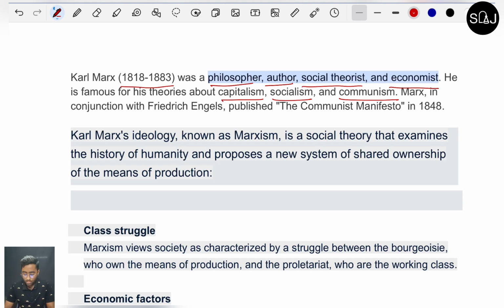Marx, in conjunction with Friedrich Engels, published the Communist Manifesto in 1848, which is one of the very popular books of Europe. Karl Marx's ideology, known as Marxism, is a social theory that examines the history of humanity and proposes a new system of shared ownership of the means of production.